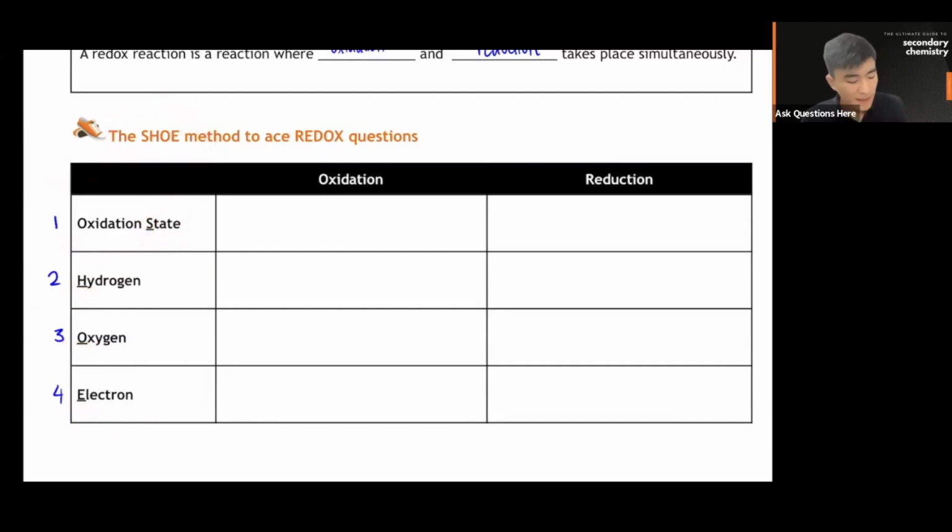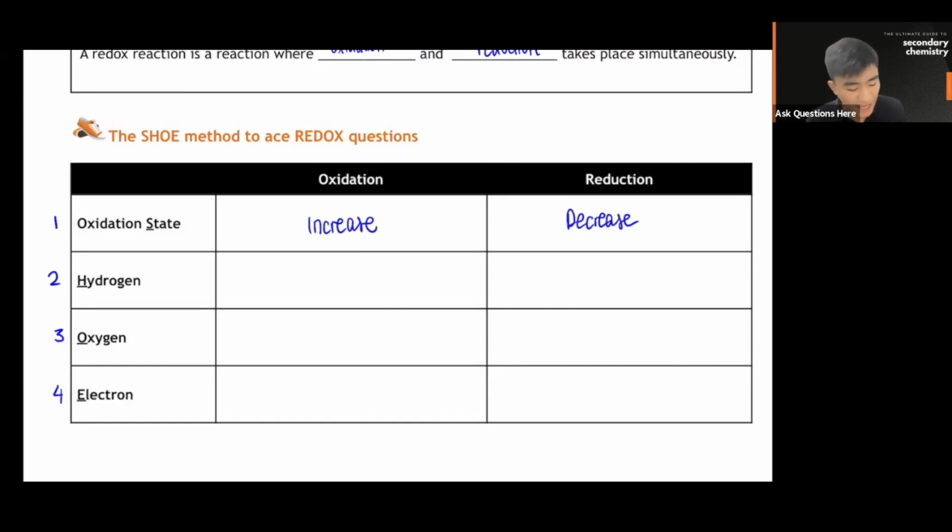Now, oxidation state, once again, is defined as the charge of an atom if it existed as an ion. So an increase in oxidation state is oxidation, and a decrease in oxidation state is reduction. Okay, fill in this table with me.